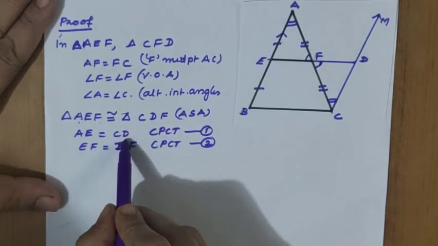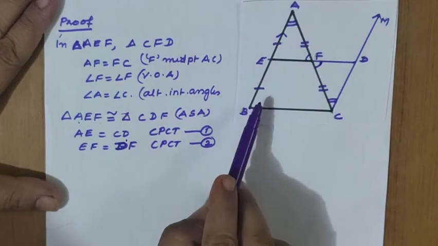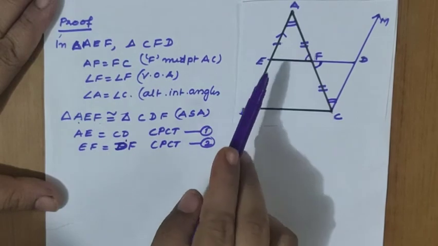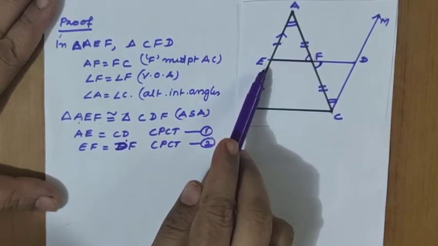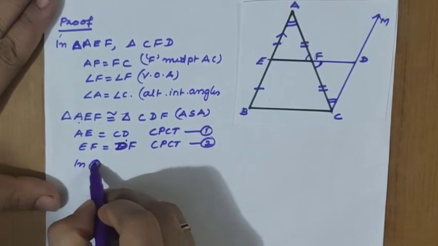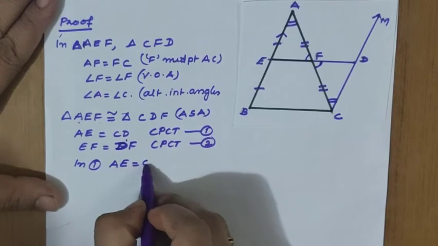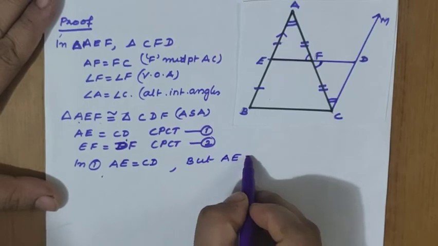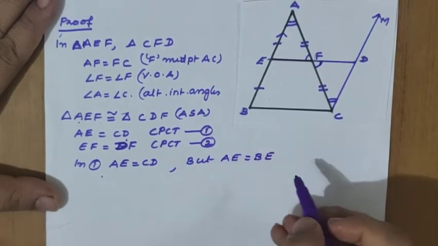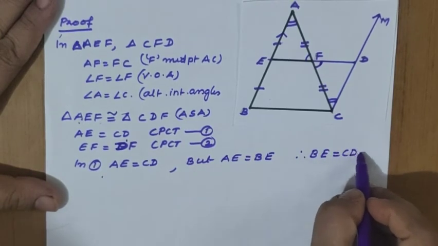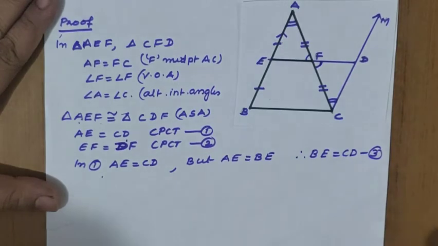If AE equal to CD, can we say that BE is also equal to CD? Yes or no? Because AE and BE are equal, because E is the midpoint. Remember that point? E is the midpoint. So in 1 we got AE equal to CD, right? But AE is also equal to BE. Therefore, BE equal to CD. Equation number 3.